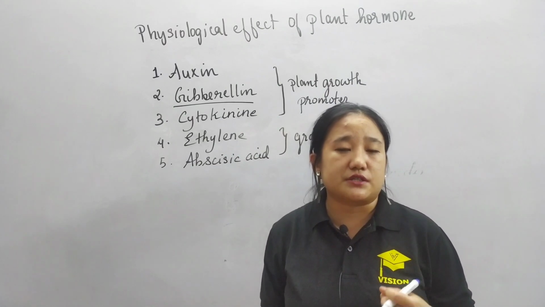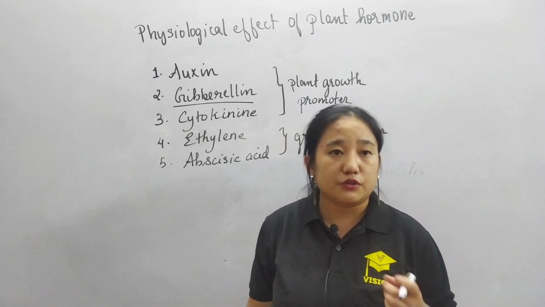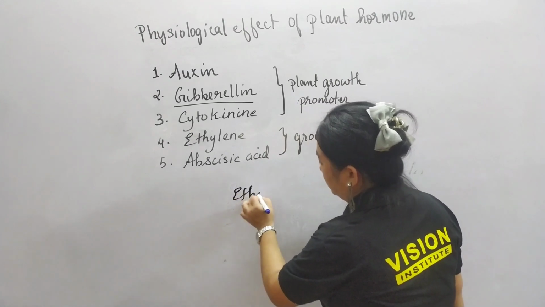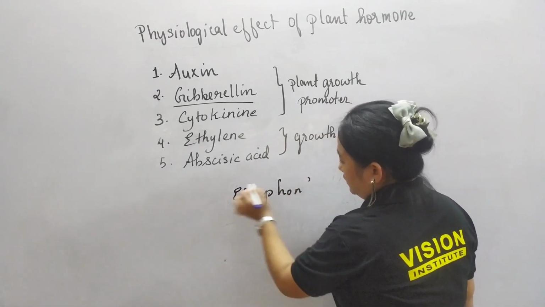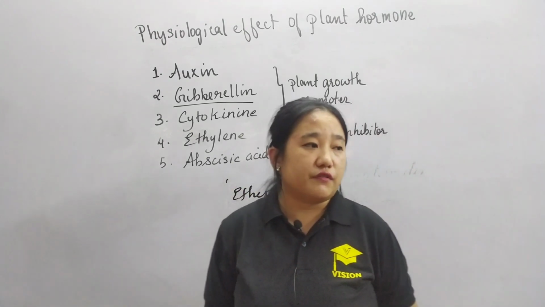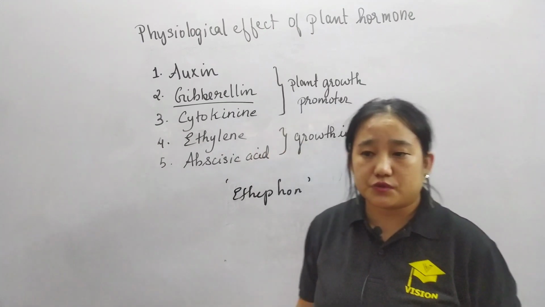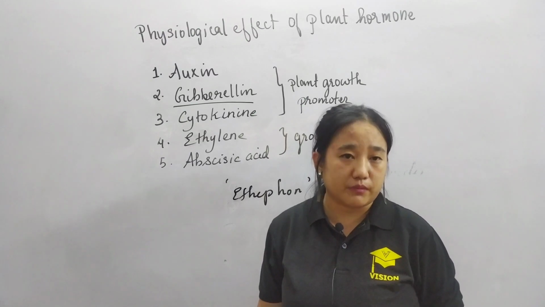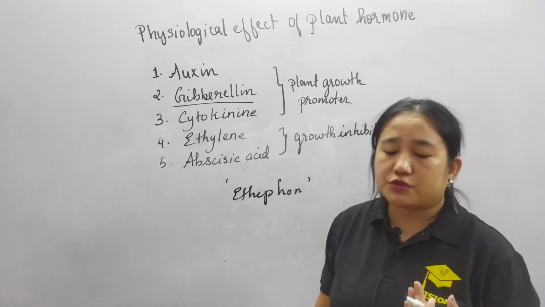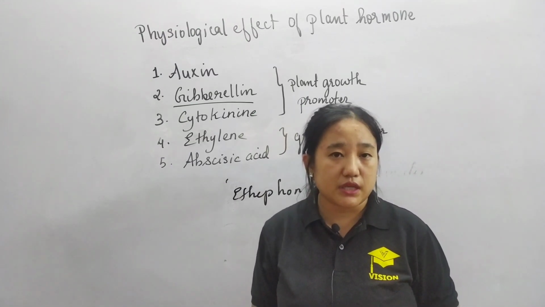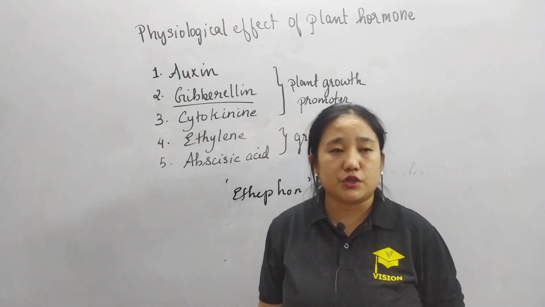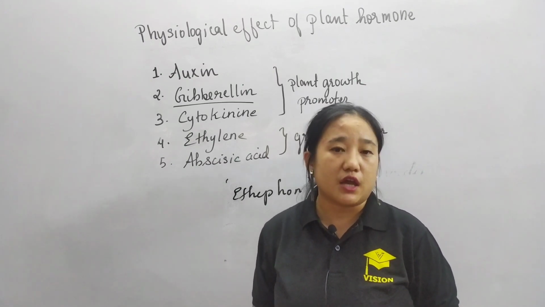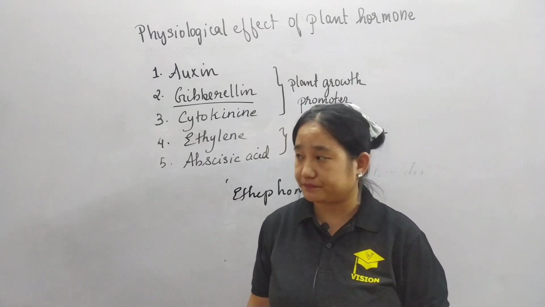Ethylene is chiefly associated with the ripening of fruit. The most common source of ethylene is a compound called ethephon. Ethephon is a source of ethylene and is chiefly used to hasten the process of ripening, especially in apples and tomatoes. This ethylene also promotes root formation as well as root hair formation, and thereby it increases the surface area of absorption in plants.